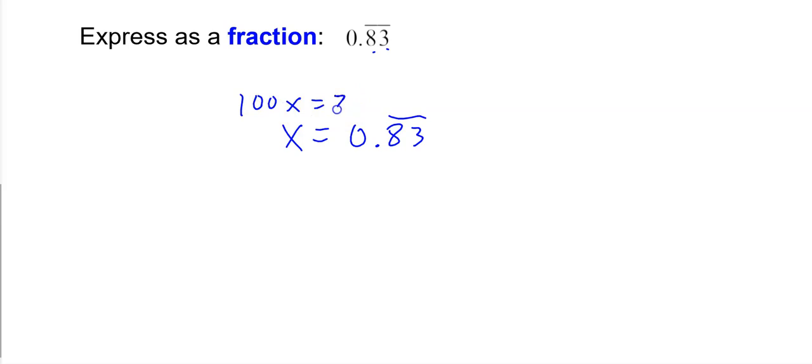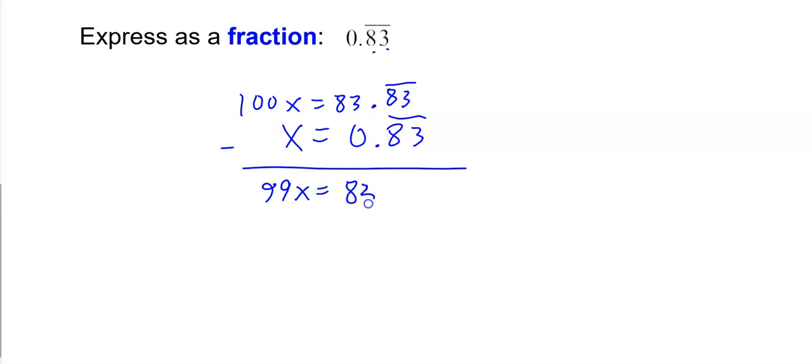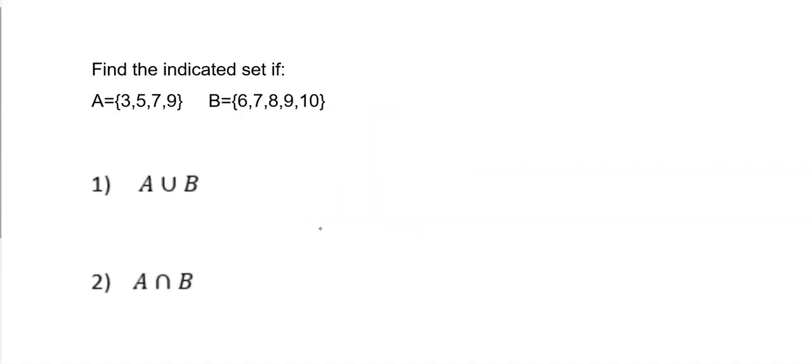So we get 83.83. The reason is now that 83 repeats, that's going to drop off when I subtract. So I get 99x equals 83. Oh, that's nice because this just all cancels. 83, 83, 83. Divide by 99, divide by 99, and you get the answer, which is 83/99. And so that's how you handle it. If there were 3 digits repeating, you would multiply the top one by 1,000, right? And then you would be able to do 3 digits.